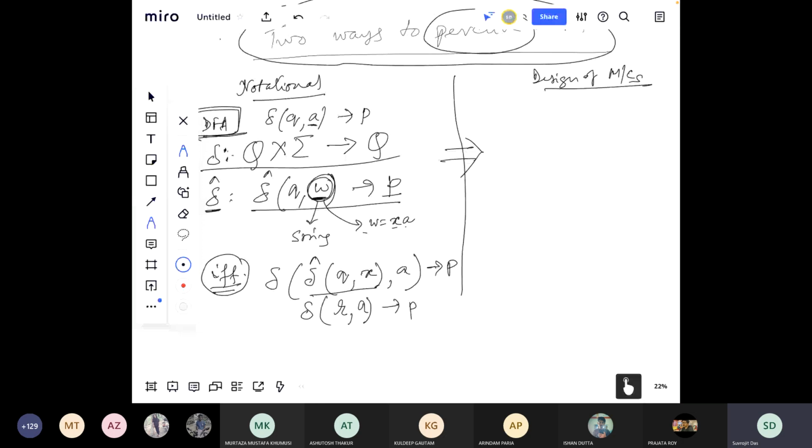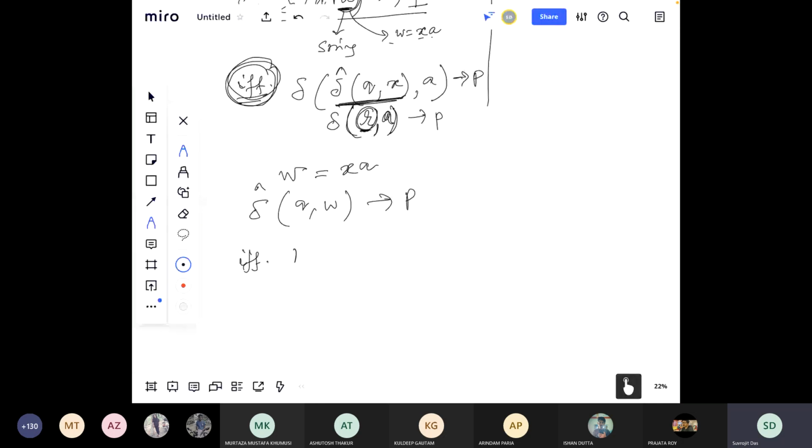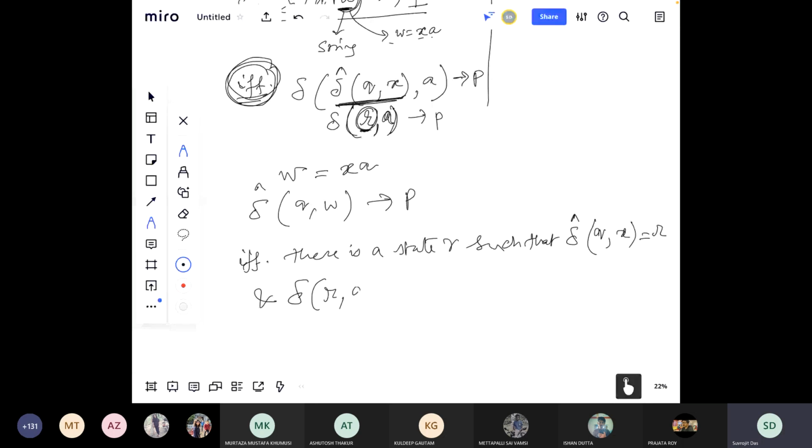So we rewrite W as X followed by A, and we say that del hat of QW is P if and only if there is a state R such that del hat of QX is equal to R and del of RA is P. Got my point? Yes or no? So it states that physical states must exist.